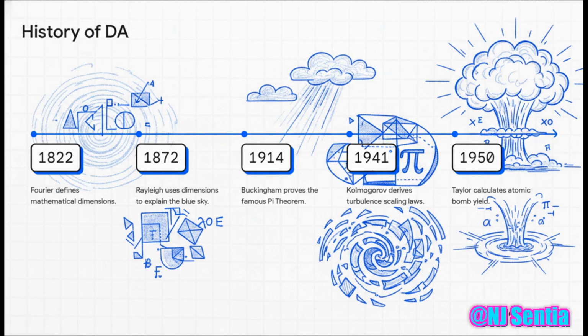Check this out. In 1822, Joseph Fourier formally defined mathematical dimensions in his theory of heat. Fast forward a bit to 1872, and Lord Rayleigh used these very concepts to explain exactly why the sky is blue. By 1914, Buckingham proved his famous pi theorem. Then, in 1941, Andrei Kolmogorov used pure dimensional logic to derive the scaling laws of chaotic turbulence. And of course, in 1950, G.I. Taylor used it to reveal that classified atomic bomb yield. It proves that dimensional analysis is definitely not just some dusty old textbook rule. It is a highly active engine of continuous discovery.